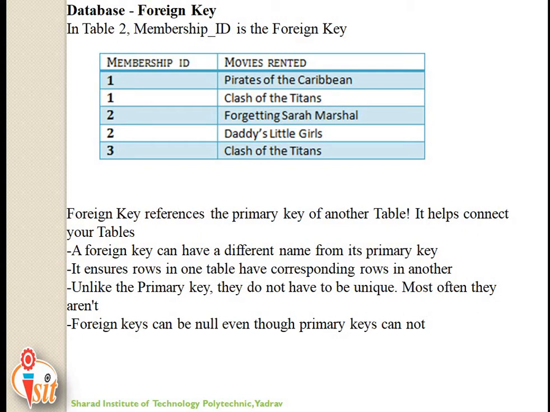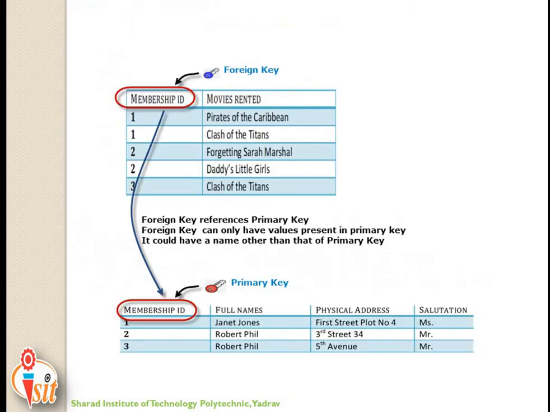In the table, membership ID is the foreign key. What is a foreign key? It references the primary key of another table. It helps to connect your tables. A foreign key can have a different name from its primary key. The second one is it ensures rows in one table have corresponding rows in another. The third one is, unlike the primary key, they do not have to be unique. Most often they are not. And the last one is foreign keys can be null even though primary keys cannot be null.